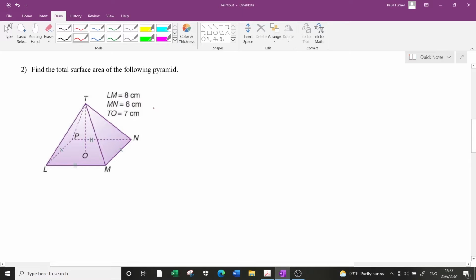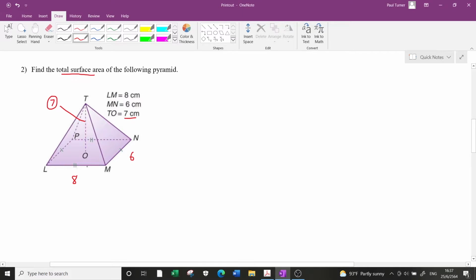In this question, you're required to find the total surface area of the pyramid. Now, the first thing to note is the shape of the base. LM is 8, so this is 8, and MN is 6, so this is 6, and the height of the pyramid is 7.